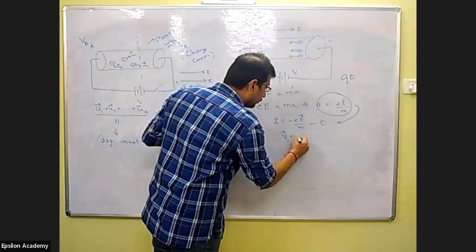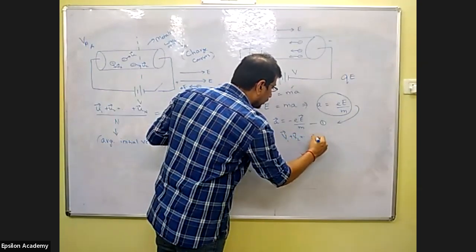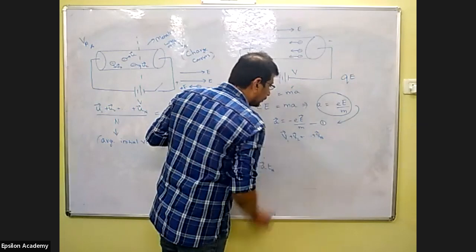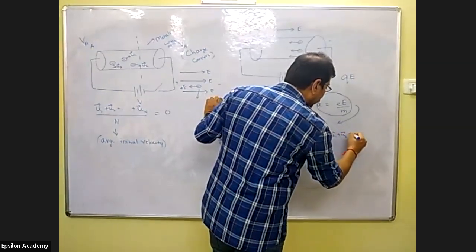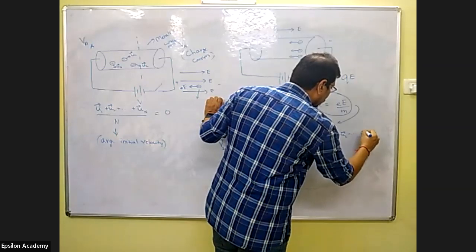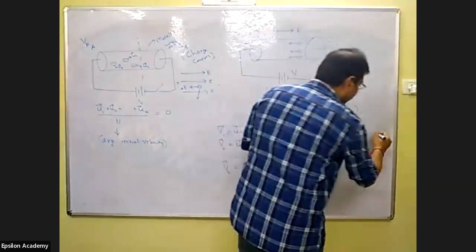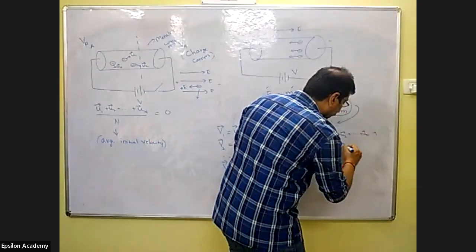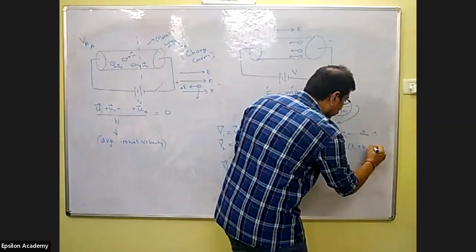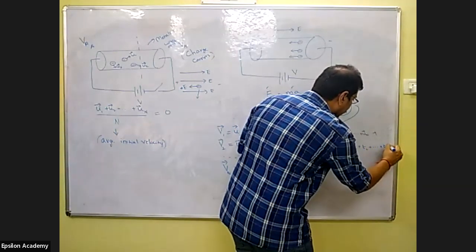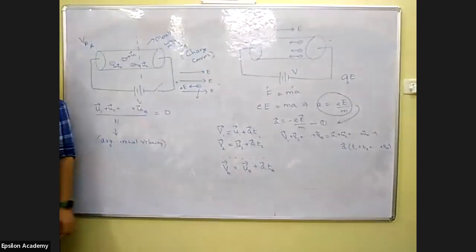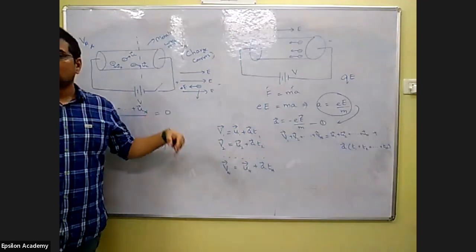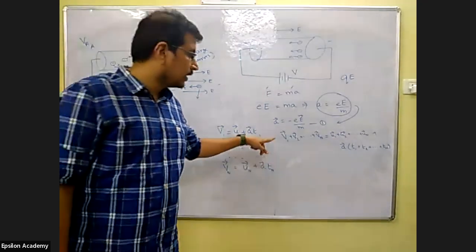Right. Now, if I add all these values, what will I get? v1 vector plus v2 vector plus so on plus vn vector is equal to how much? u1 vector plus u2 vector plus so on till un vector plus, what can I take as common? a vector into t1 plus t2 plus so on plus tn. Correct? So I suggest you write it along with me. Okay, is this step clear?